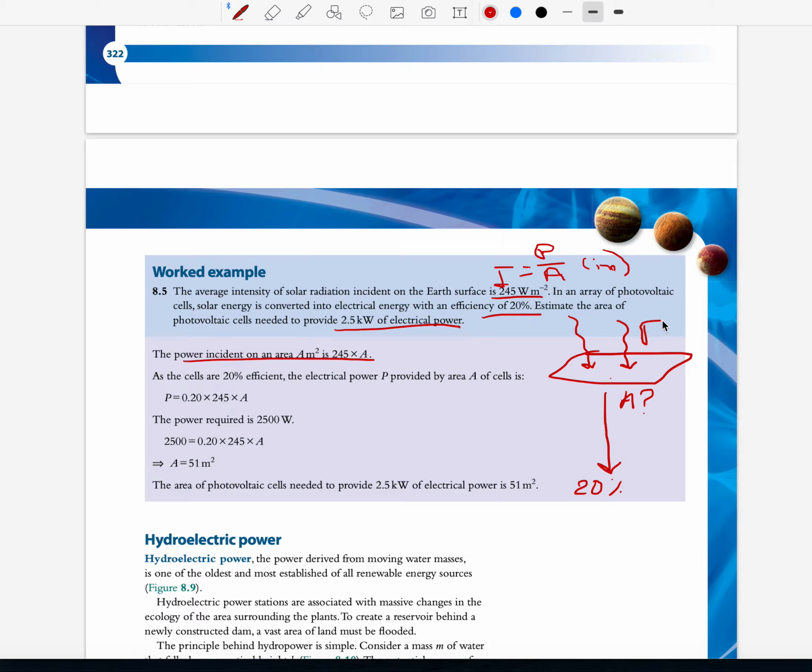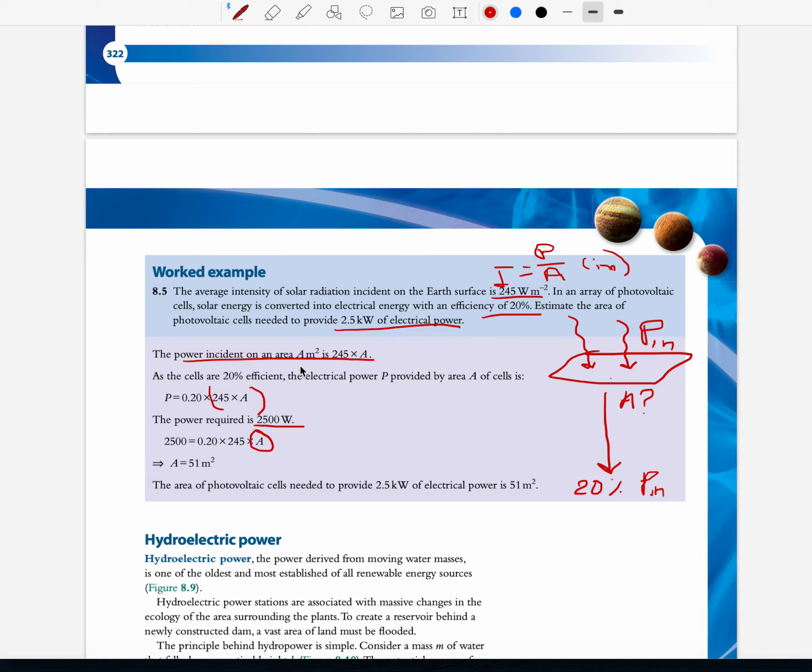Let's say of this P, the incident power, P out will be 20% of P in. And this has to be 2.5 kilowatts. Okay, so 20% or 0.20 times this incident power must be equal to 2.5 kilowatts or 2,500 watts. Then that's it. That's all you need to calculate the area, and it comes out to 51 square meters. So this is a typical exercise that you expect to have.